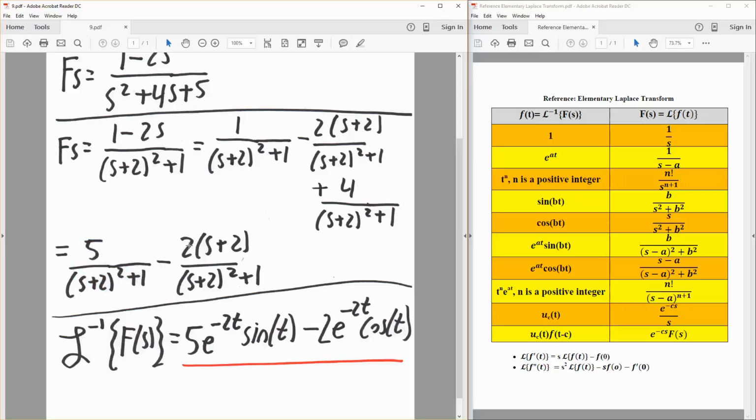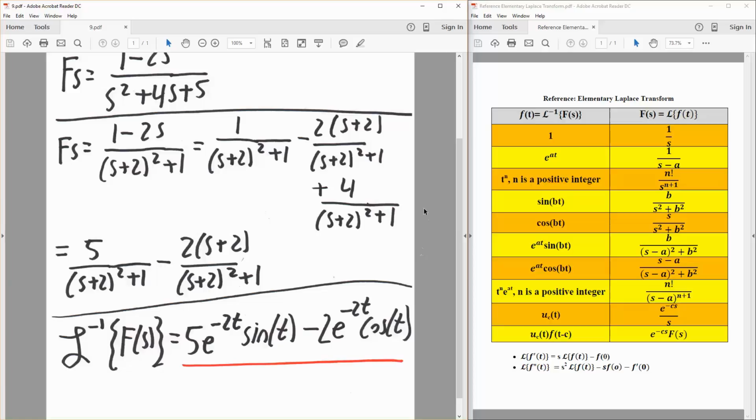And next we have minus 2 parentheses (s + 2) divided by (s + 2)² + 1. And this right here will correlate with this. We already went over a, s minus parentheses minus 2, that's why a is negative 2. And b here is also 1. And on the top numerator, we have s minus a. So this and this. And on the outside, we're multiplying by 2. And so this would correlate with -2e^(-2t), because a is negative 2. Cosine b is 1, so cosine t.